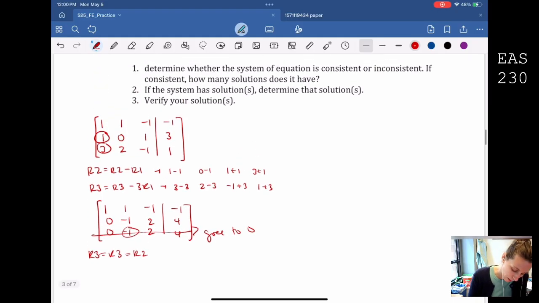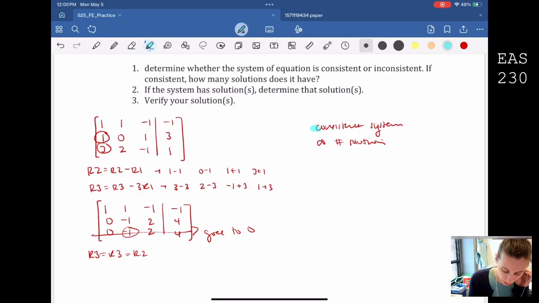Okay, which means all of it goes to 0, so I have zeros all the way along the bottom. So that means the rank of A is 2. That means the rank of AB is also 2, which means my system is consistent. It means I'm going to have an infinite number of solutions, which wasn't necessarily asked, but I'm just stating. I'm going to have an infinite number of solutions.